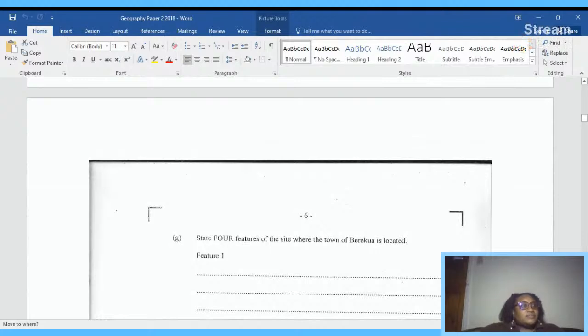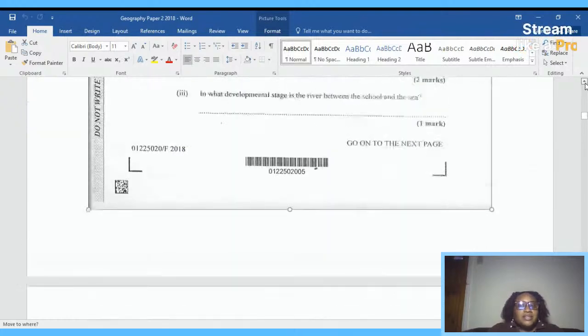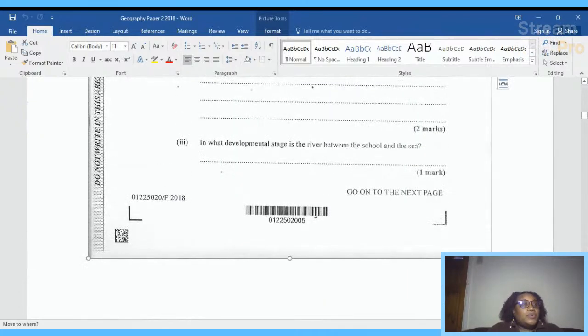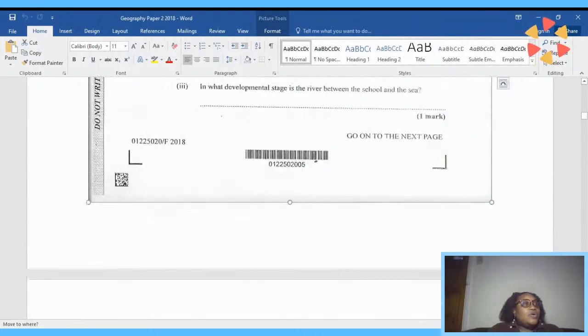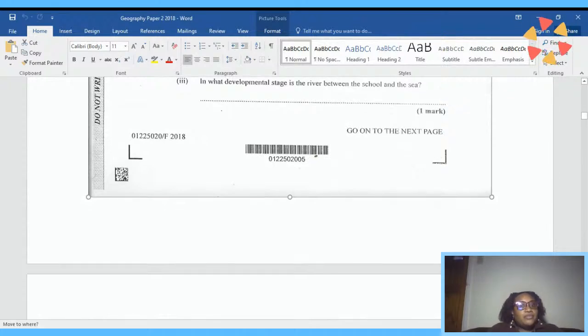Very good. Faith, I think you probably answered to what I said the first time around, but the question is from the school to the sea. So the school to the sea is at the lower course or old stage. Very good, Calicia and Michaela. Very good, Grace. Very good, you guys. Gabrielle Brown, very good.